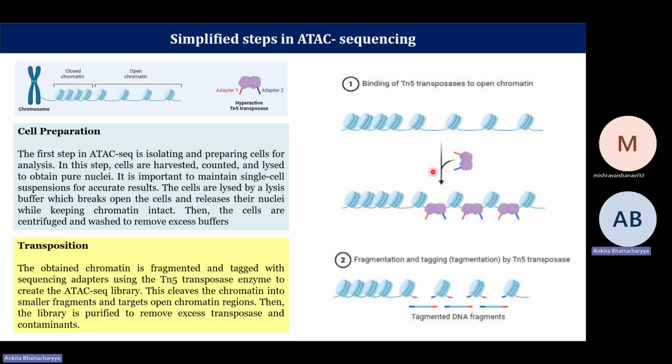So this is what you see on the right. You have your Tn5 transposase, shown here in purple, bind to open chromatin regions, and fragmentation and tagging, or tagmentation, by the Tn5 transposase is such that it gives you these cuts or cleavages that are then attached to, or tagged by, some sort of an adapter, which is why it is called a tagmented DNA fragment.